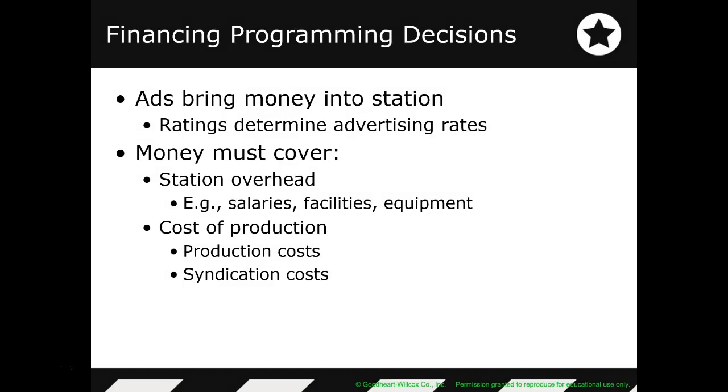With all of this, you have to be thinking about money because most of the time these are for-profit stations. So you're thinking about money and ratings, and ratings determine if a show stays on or not. The higher the rating, the more money it's going to bring in, which means more people are watching it, more money comes in, and it's this circle effect that just keeps going and going. Money has to cover the overhead, salaries, facilities, equipment, and then of course buying the syndication of shows or actually producing these shows.